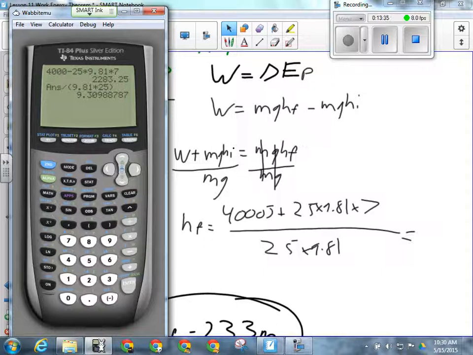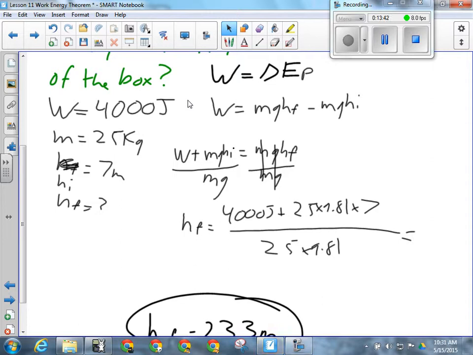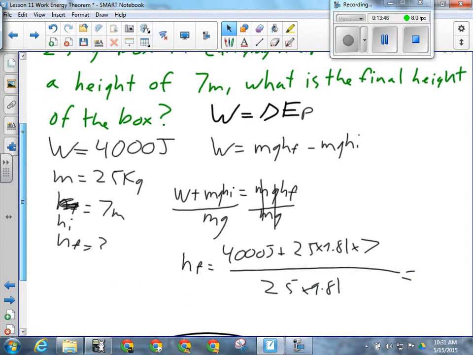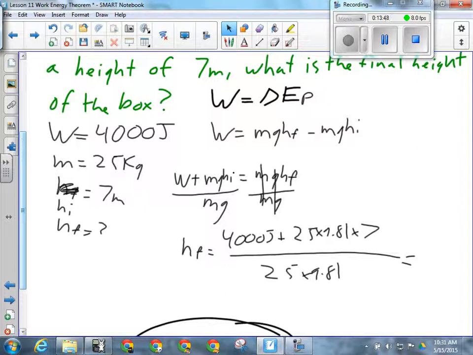Okay, everybody with me there? Tilly. They gave it to me in the question. Because I'm subtracting mghi over here, to move it, I have to do the opposite, right? So I've got to bring it over here. Okay. Any other questions on that one? 9.3 meters was the final height.